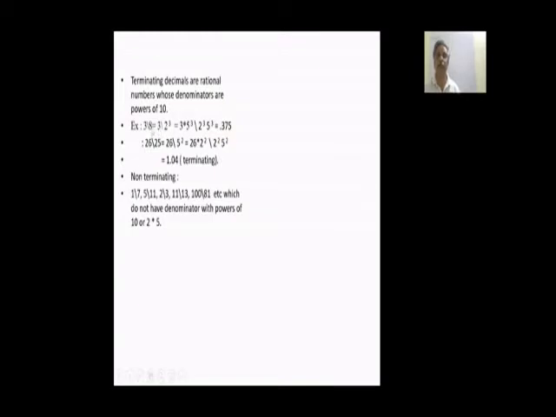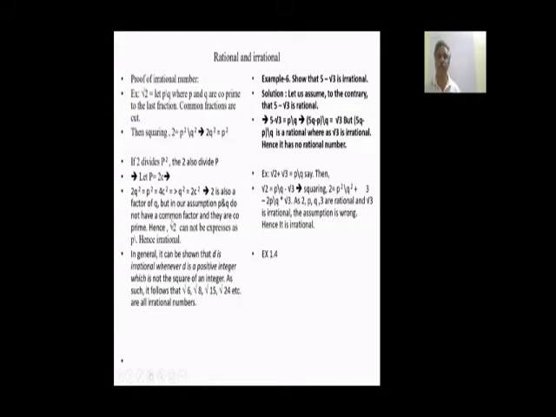So 3 by 8 we have seen, 3 by 2 cubed. So I am multiplying both sides by 5 cubed, so this becomes 10 cubed. This 3 into 5 cubed is 375. 375 by 10 cubed is 0.375. Similarly, 26 by 20. These are all terminating decimals.